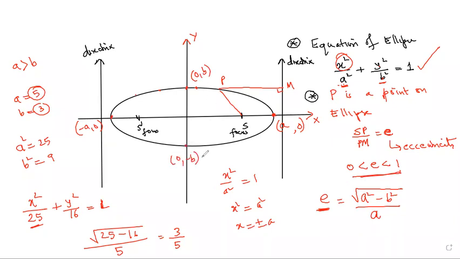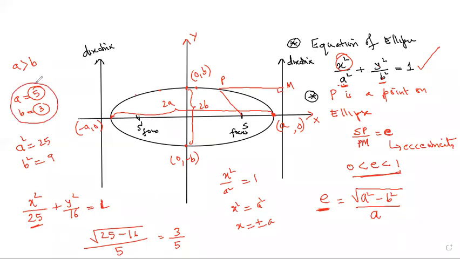Is this clear to everybody? So what are the vertices of the ellipse? Plus or minus a comma 0, or 0 comma plus or minus b. Are you hearing properly? And this length will be 2a, and this length will be 2b. This is called the major axis and the minor axis.